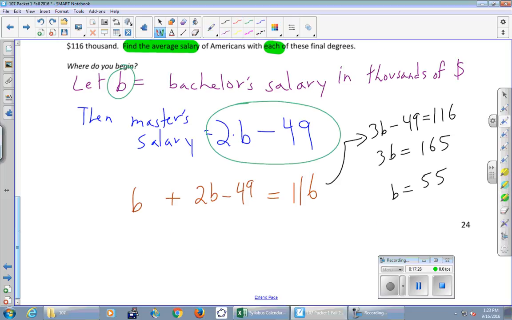So if b is 55, what color is the best place to go to find the master's? I know b is 55, and I want the master's salary. Blue? Yeah, blue, right? The master's salary equals. Great, it's right there. It's ready for us to just read it off. So that means that the master's salary is 2b minus 49, right? 2 times 55 minus 49.